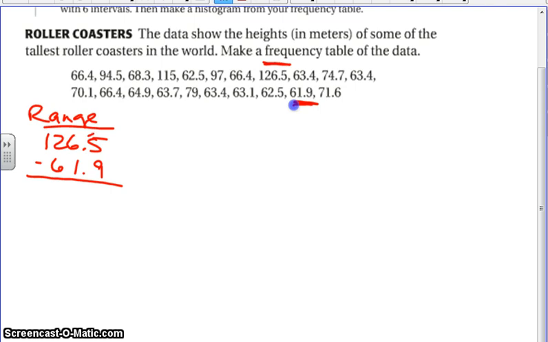And so we simply subtract, right? Borrow. What do we get? 15 minus 9? 6. 6? 5 minus 1? 4. And then 12 minus 6. 6. So the whole range of the data is 64.6. Really a little single point there.